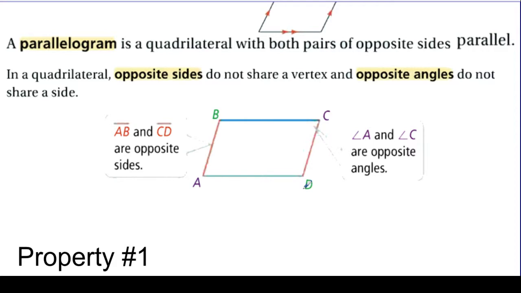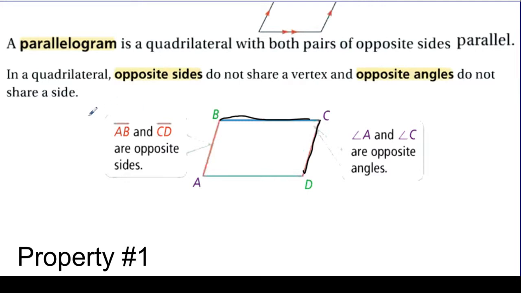And opposite angles is a similar concept, but they don't share a side with each other. So angle C, for example, is made up of this right-hand side and this top side. And I would say that this is opposite with A, because A is an angle that is not made by either of the two sides that I just highlighted. So I would say A and C are opposite angles from each other because they are created using completely different sides. They don't share anything at all. Okay, so that's what we mean when we talk about opposite sides and opposite angles.